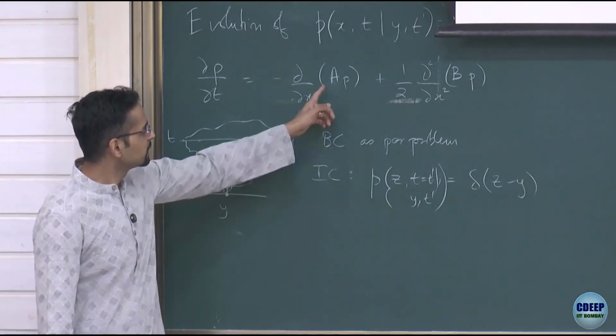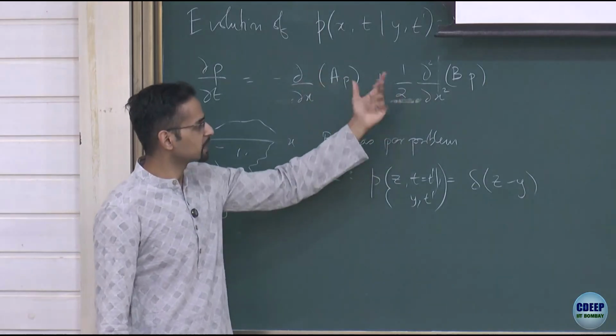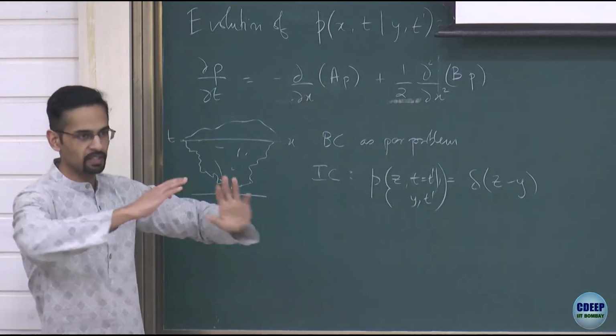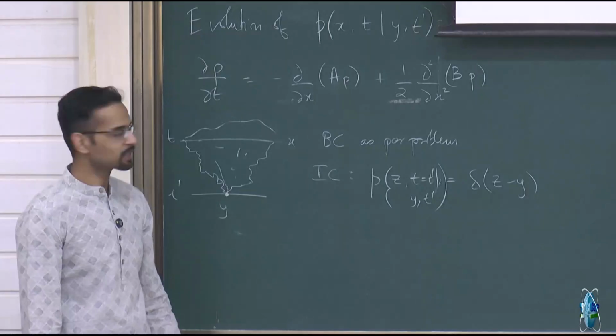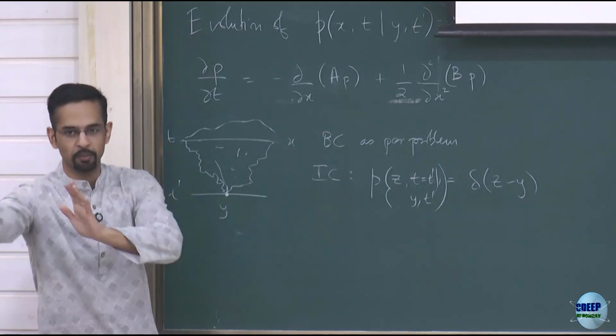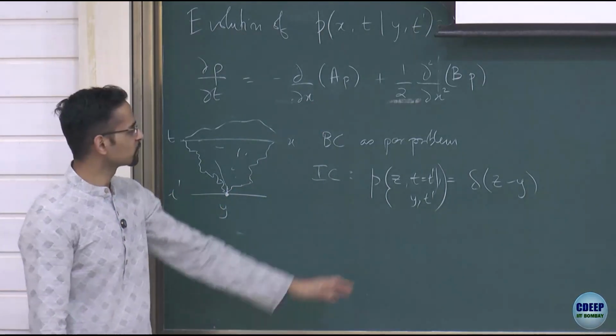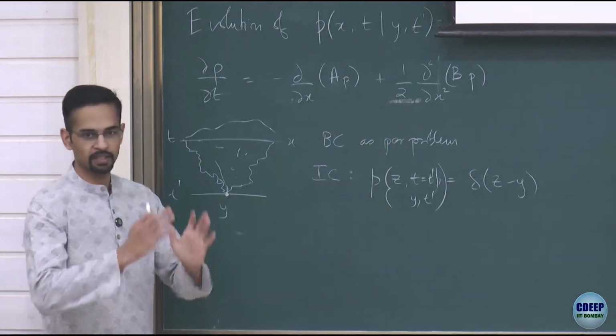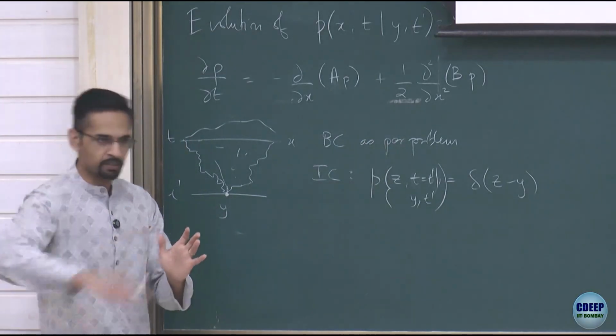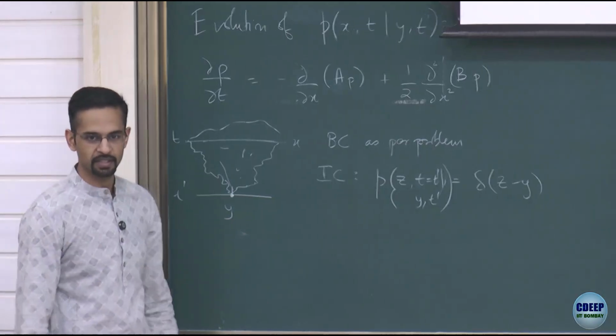But in general, A can exist and B can exist. They can both be functions of X, so that Dirac delta can evolve in strange ways. If A is non-zero, the whole population will drift. If the diffusion coefficient depends on X location, then some places it will not spread, some places it will spread very fast. So all kinds of strange things can happen.